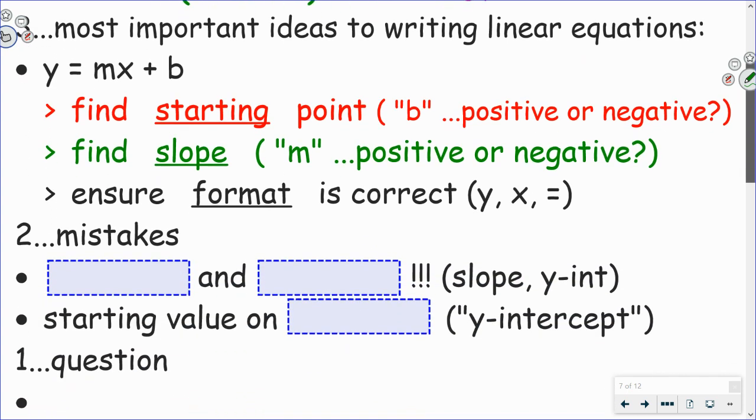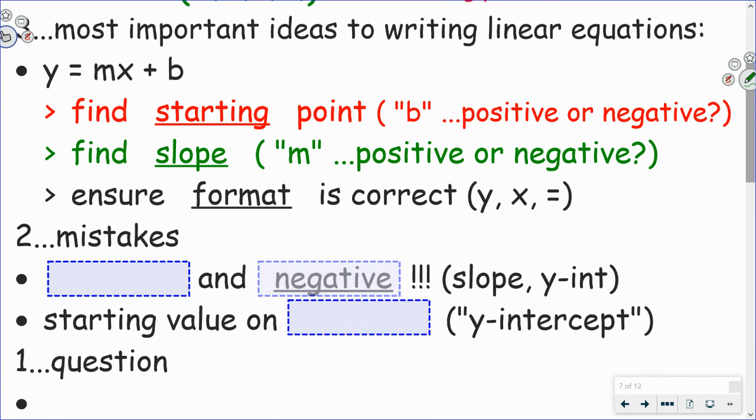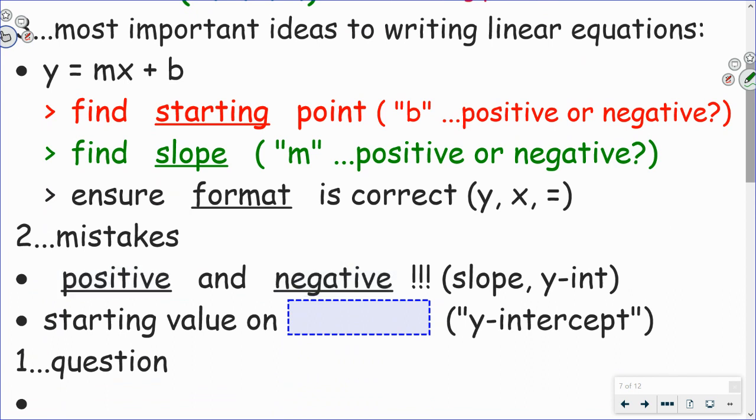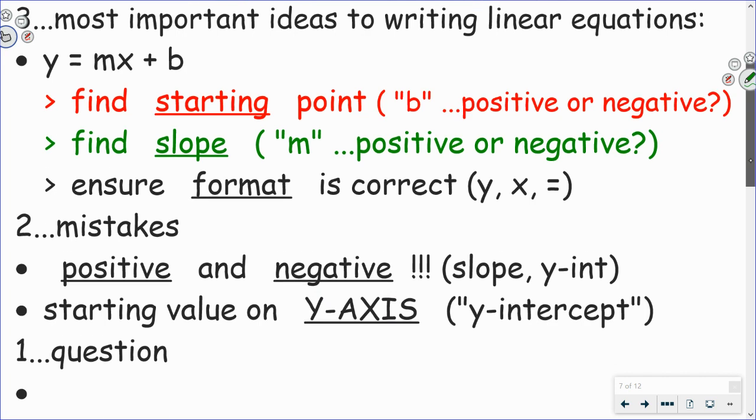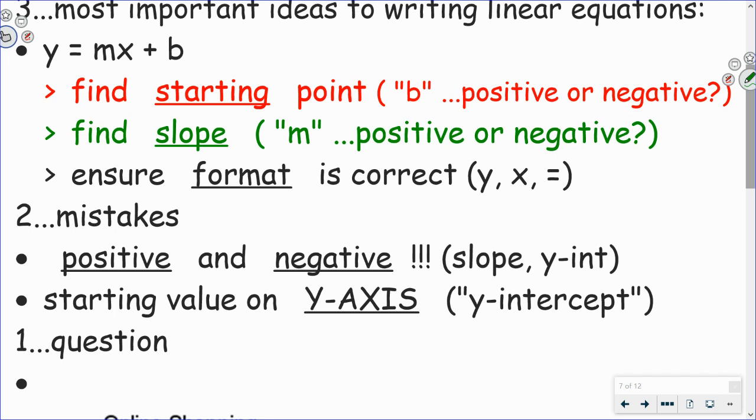Now, mistakes, perhaps you won't be surprised. Most common mistakes are knowing differences between positive and negative slopes. Furthermore, make sure that your starting value starts on the y-axis, not the x-axis. That's why we call it the y-intercept. If you have a question at this point, I want you to write down a question. What question do you still have about writing equations? Pause the video if you need, write that question down, and bring that to class or send me an email. You know I love questions.